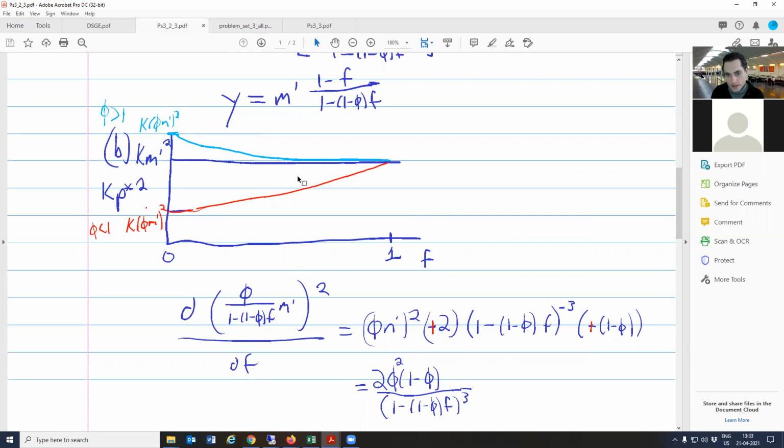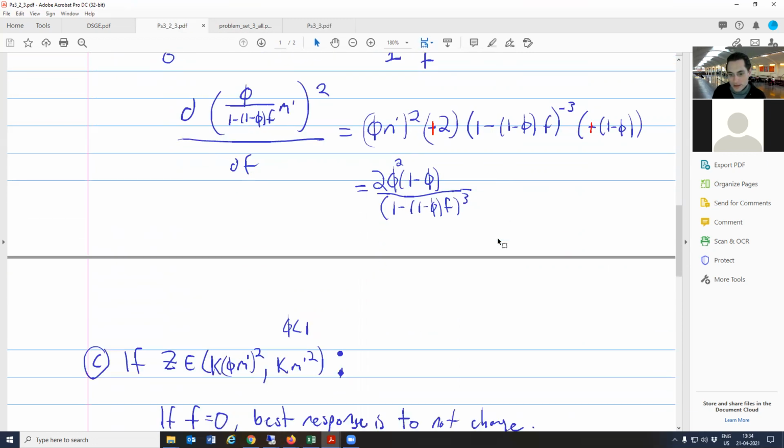Okay, so that's that. And then we have to think what happens when F is 1. Well, when F is 1, you can see this whole thing is going to simplify to phi divided by phi. So it's just going to be M prime squared. So we've got K M prime squared. We know that in both cases, whether phi is greater than or less than 1, when F is equal to 1, we're going to be here on this K M prime squared position on the graph. Okay, so then the only question to answer really is, is this thing's slope increasing? Is it concave or convex? And the same for this one.